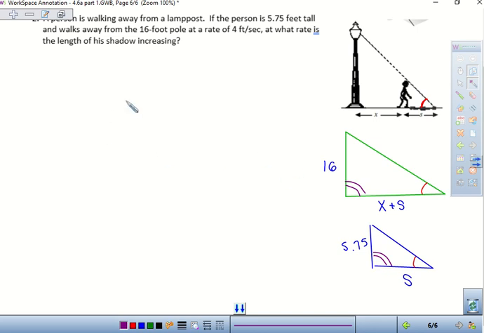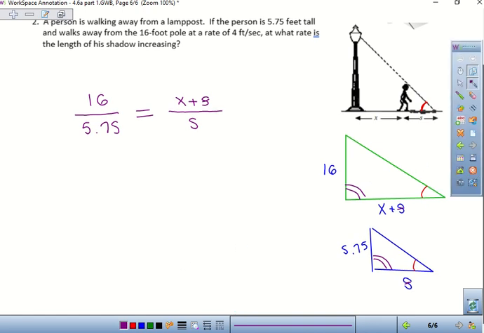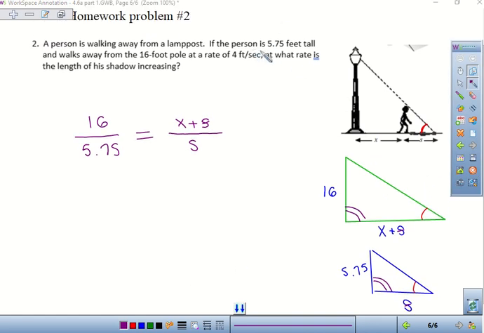Correct? So I can set up a proportion. To set up a proportion, there are multiple correct ways to set it up, so I'm just going to give you one of those. So the 16 on the big shape corresponds to the what on the other shape? 5.75. Good. And then I have to do all the bigs on the top if I'm going to do it that way. So the x plus s, remember it's an s, not a 5, on the big shape corresponds to what on the little shape? S.